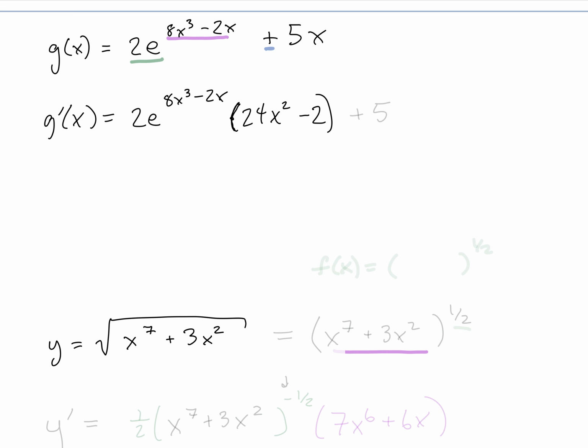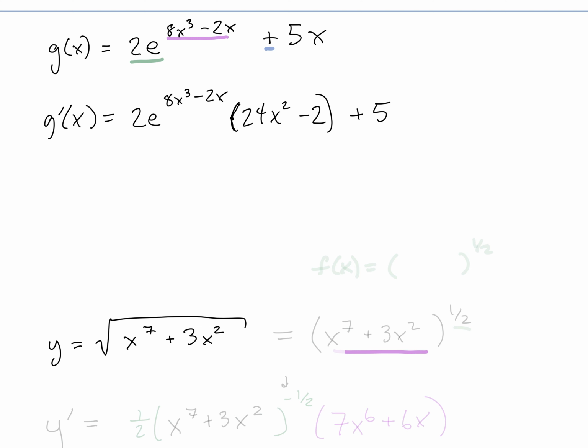And that is using the chain rule to take the derivative of that first term, plus the derivative of 5x is just 5. And so that is our derivative. If we wish, we could rewrite that with the polynomial in front, but it's not necessary.